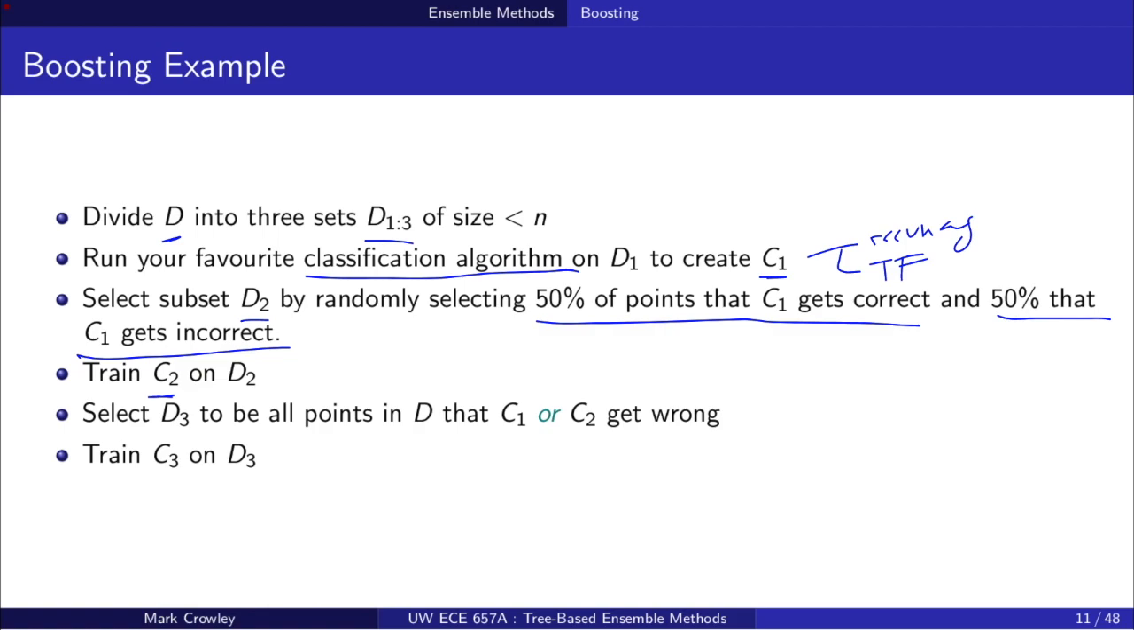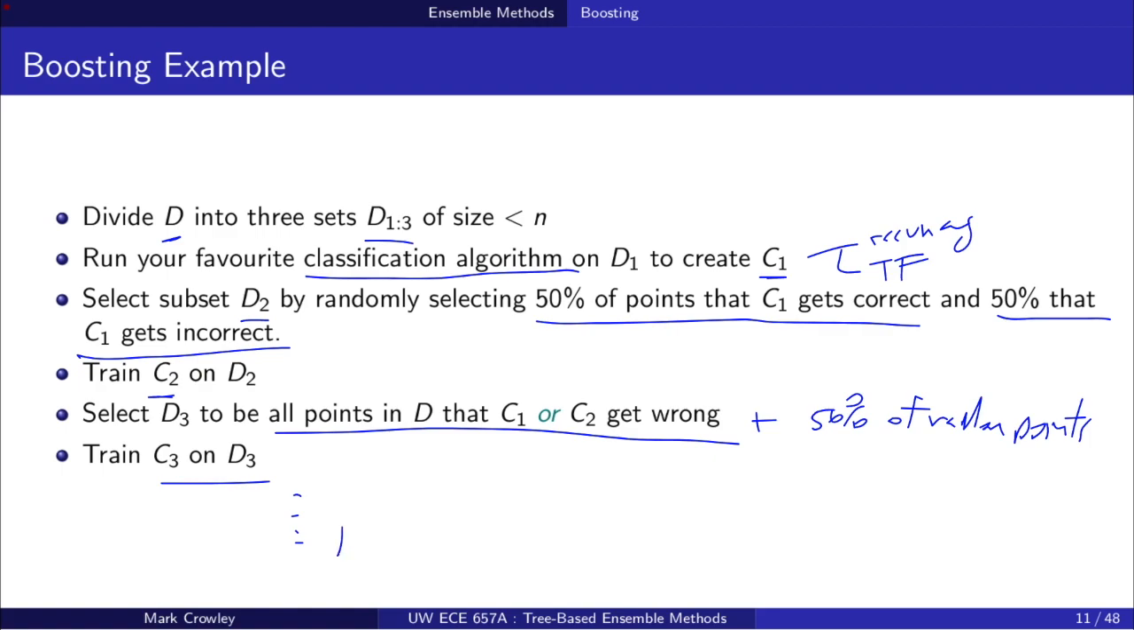And then for the third subset of the data, we basically take the data points that either one of them got wrong, and use that as our data set. And maybe we also add 50% or 30% of random points, and train on that, right? And we can keep going, right? So if we have 100 models, then they're all basically going to cover very different parts of the data.